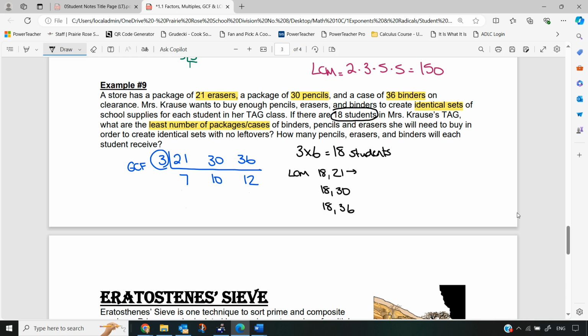Now, just to save some time here, my LCM for 18 and 21 would be 126. My LCM for 18 and 30 would be 90. And my LCM for 18 and 36 will be 36. And so I know that I'm going to need 126 erasers. Well, if I take 126 and I divide by 21 erasers, 126 divided by 21, that means I'm going to need 6 cases of erasers.